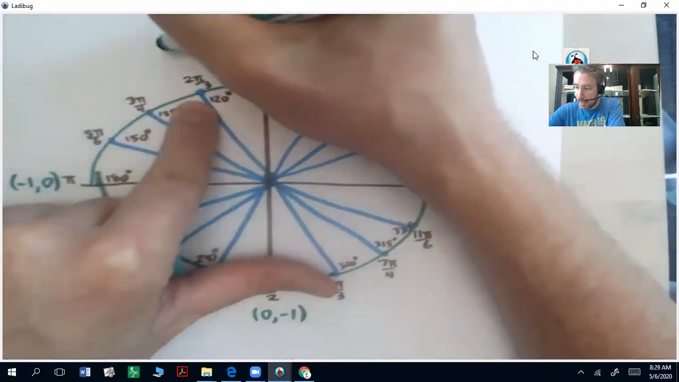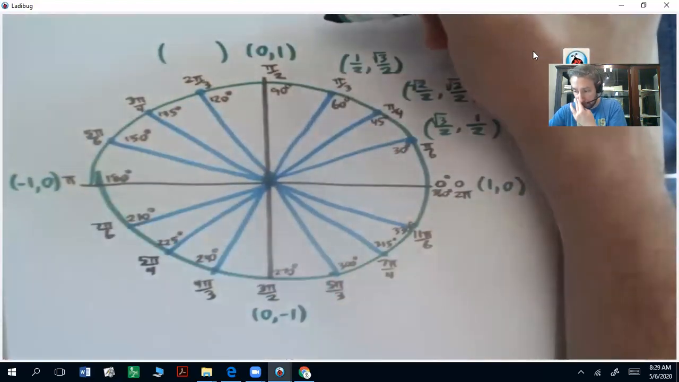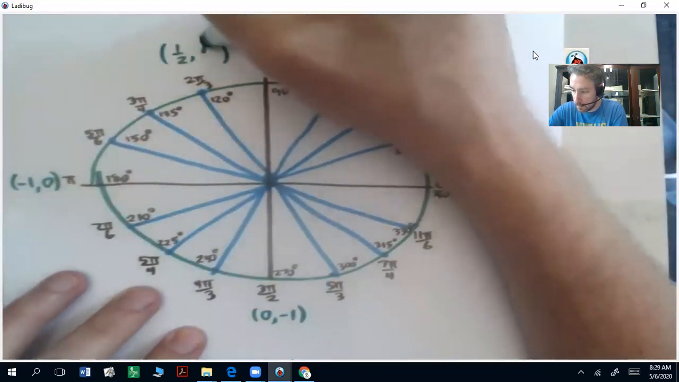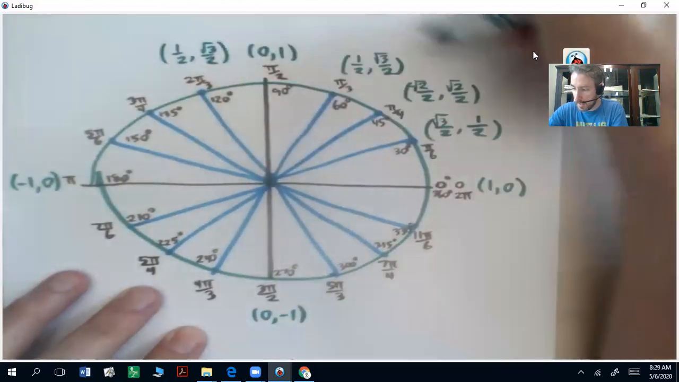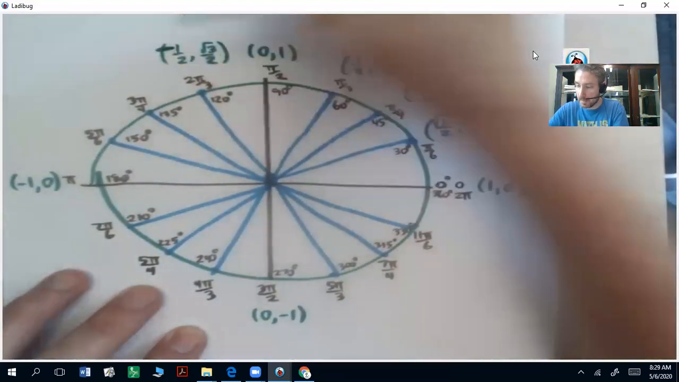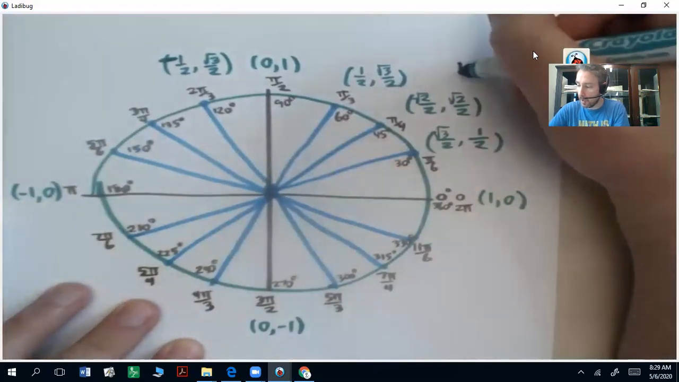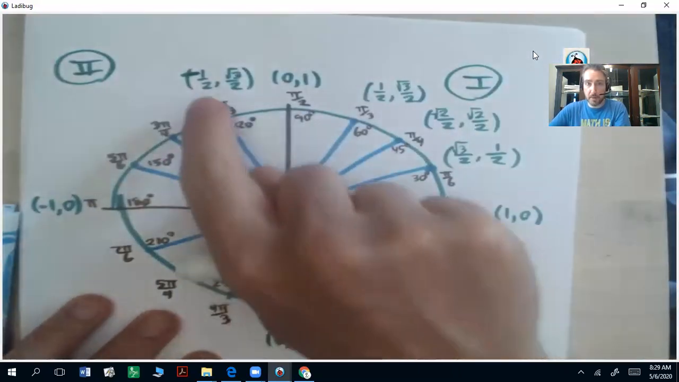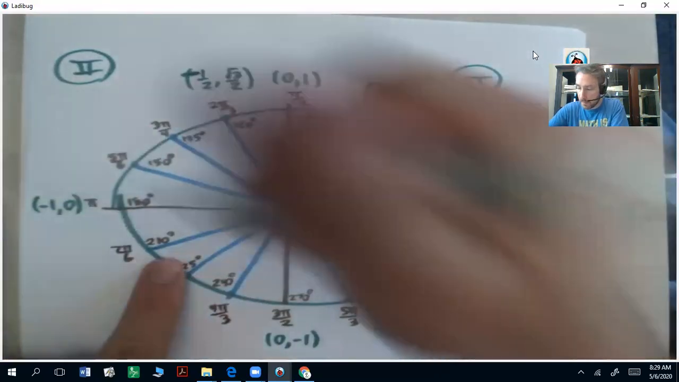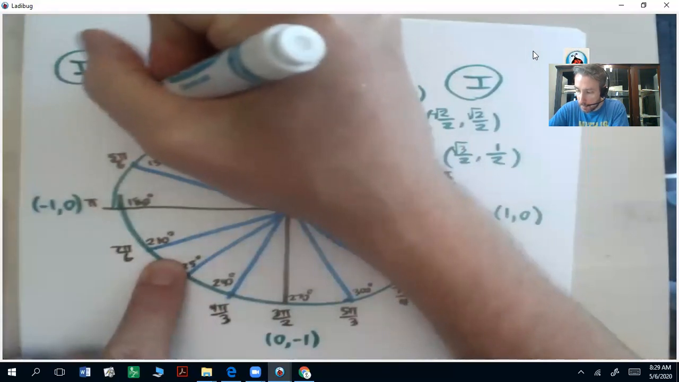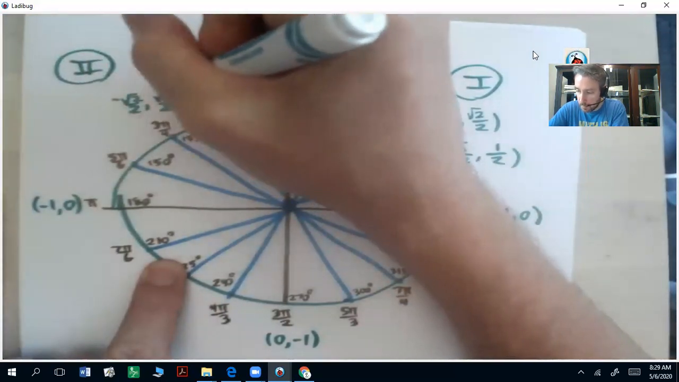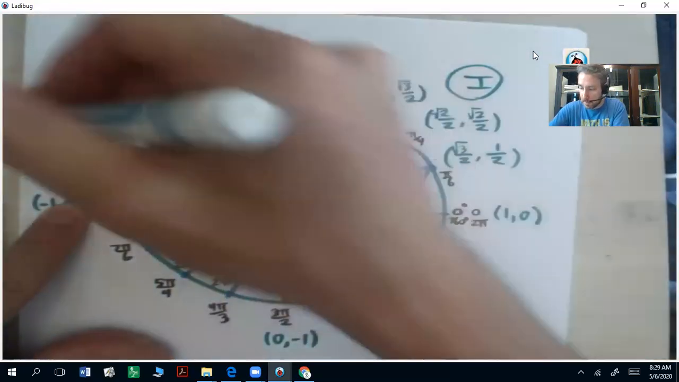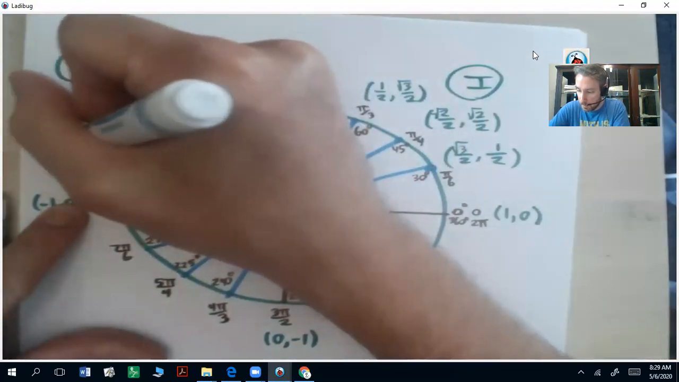So this is going to be the same coordinate because the y value is the same. It's just that the x value will be negative because it's in quadrant 2. So this is quadrant 1, everything's positive. This is quadrant 2. The x values are negative. So same coordinate here, but negative square root of 2 over 2, positive square root of 2 over 2, because x is negative. Same coordinate here, except this is negative. So negative square root of 3 over 2, comma 1/2.